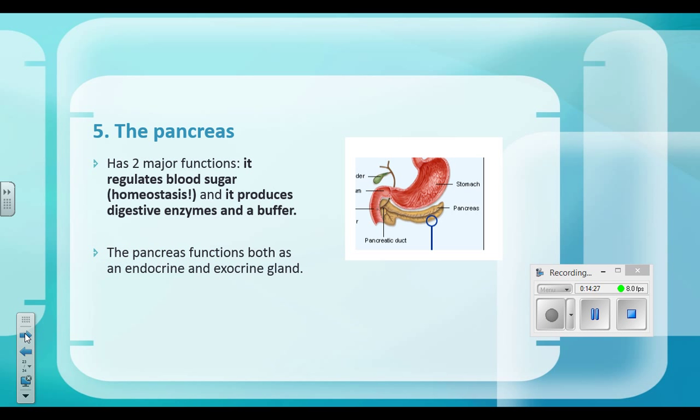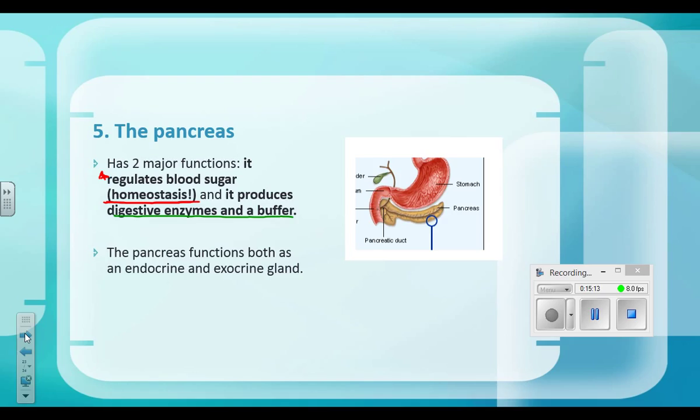First, we will talk about your pancreas. Your pancreas does 2 really important things. The first thing that it does is that it regulates blood sugar. And I wrote the word homeostasis here because this is an excellent example of how your digestive system plays a role in homeostasis. Homeostasis is the constant internal conditions that your body is trying to maintain. And so your pancreas helps with that. Your pancreas also produces enzymes and a buffer.